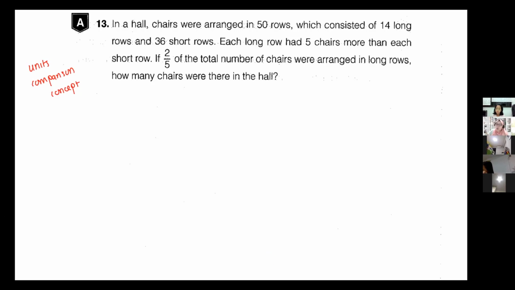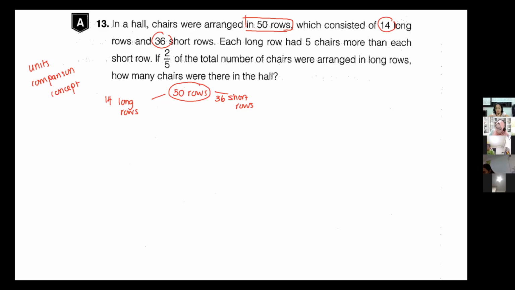So you listen and try to understand, okay? In a hall, chairs were arranged in 50 rows. This is my total number of rows, okay? So of the total 50 rows, there are actually long rows and short rows, right? Of the long rows, I have 14 of them. 14 long rows and 36 short rows. Okay, so I put in all the information like that.